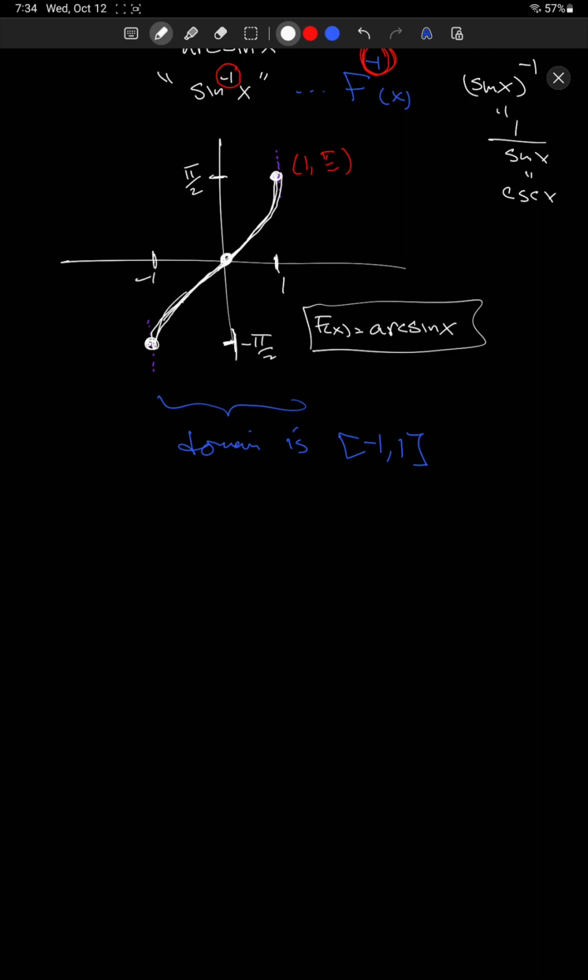Let's write down a few values for arcsine. So arcsine of, let's say, 1, right? What is that? So that's going to be pi over 2. And for that one, we can see exactly on the graph what it is.